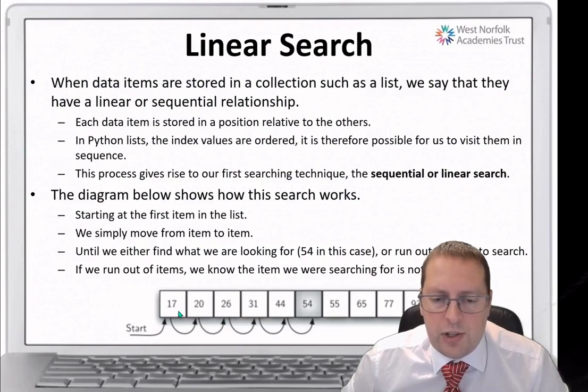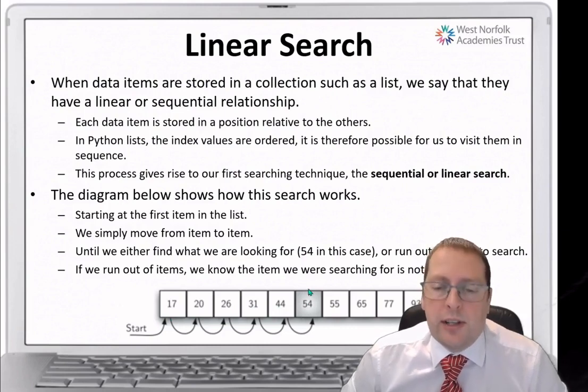So this is location 0, 1, 2. It's not there. We move on to 31. It's not there. We move to 44. It's not there. We move along and we find 54 here. So this is in location 0, 1, 2, 3, 4, 5. We found it at index 5 when we were searching. So just a recap of that, we start and we move along in a linear fashion, hence why it's called a linear search, just moving along until we find the item we want.